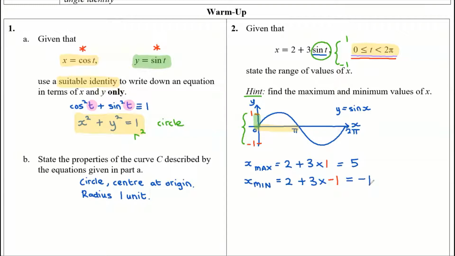So now we've established what x max and x min are, we can say the range of values of x is between -1, inclusive, of course, and 5. So I hope that makes sense. So that's the range of x, as requested.